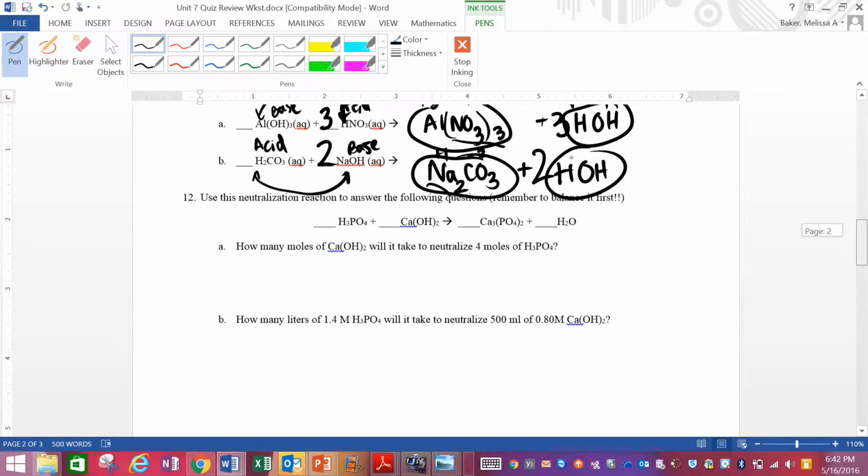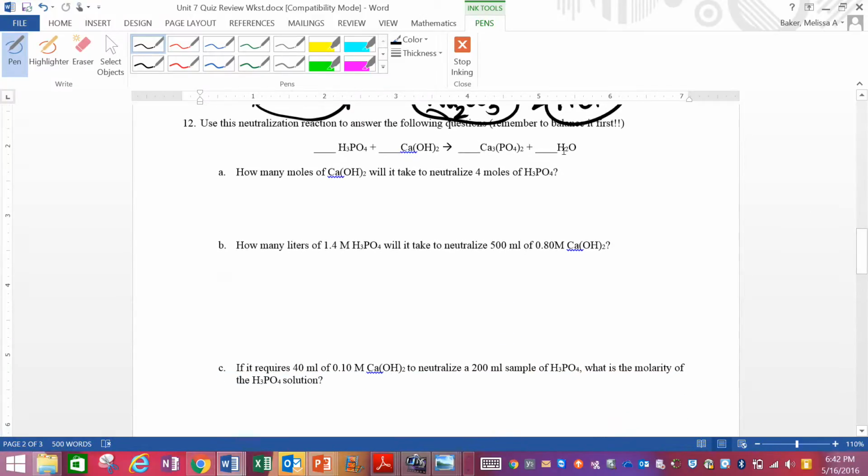Number 12, use this neutralization equation or reaction to answer the following questions. Remember to balance it first. So we've got to balance this thing. Ca3(PO4)2, then we need a 6. We've seen this equation a few times. In fact, I think these are the same questions that are in your notes, or very similar.